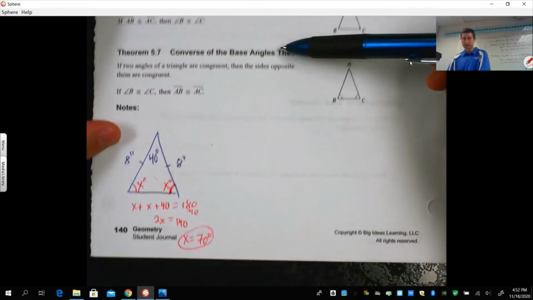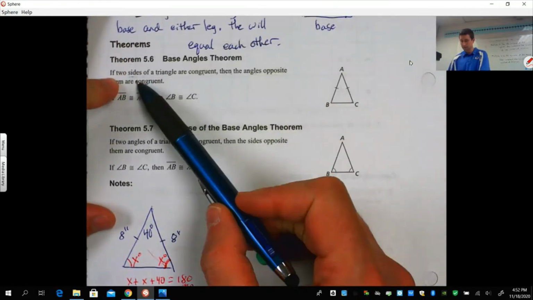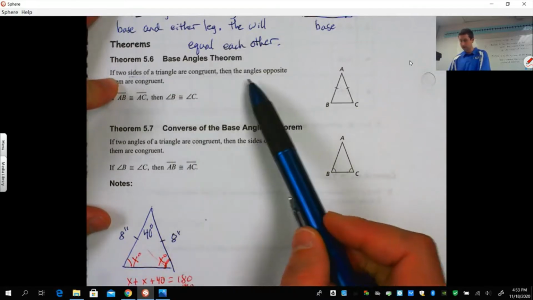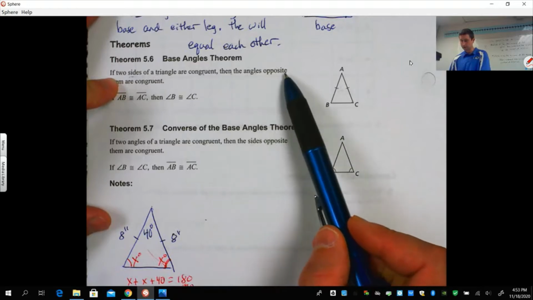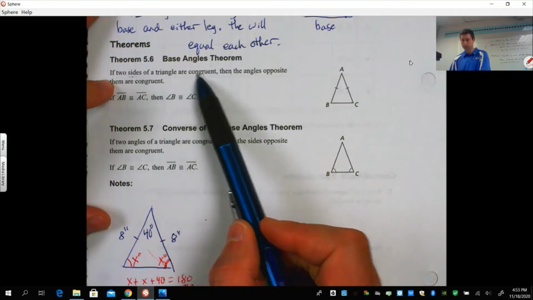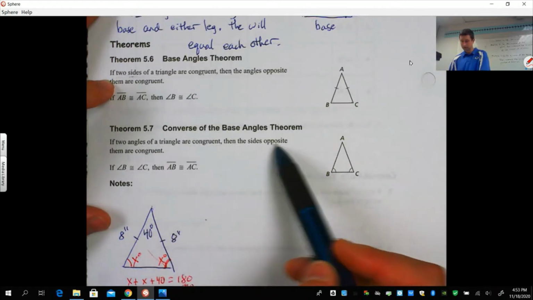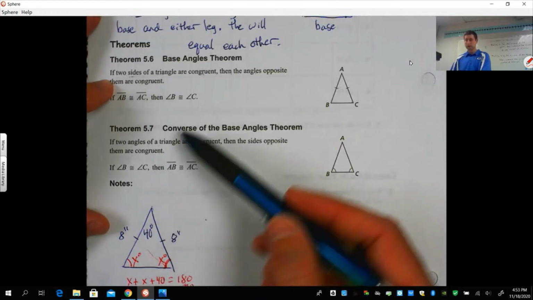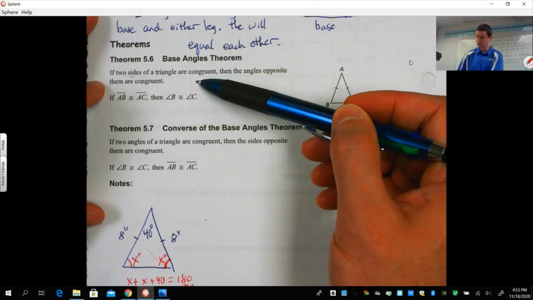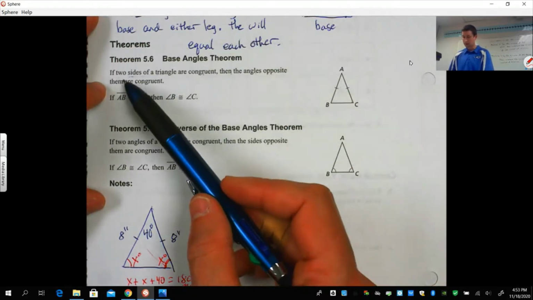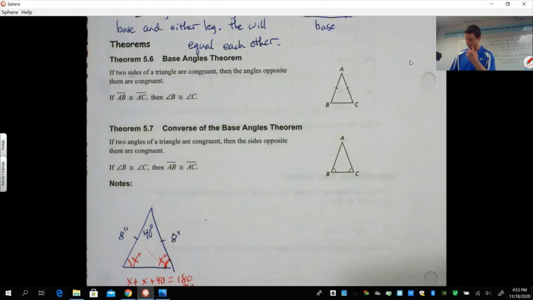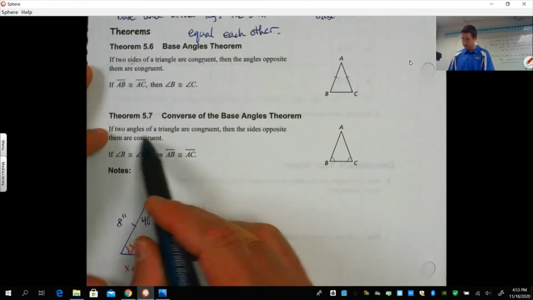Now the converse of the base angle theorem. Remember, the converse is going to take the conclusion and then write the hypothesis. So if two angles of a triangle are congruent, then the two sides of the triangle opposite those angles are also congruent. So the converse is true. So if the converse and the original theorem are true, then you could write a biconditional statement if you wanted to. Two sides of a triangle are congruent if and only if the angles opposite them are congruent. So this goes the other way if you're given two angles.